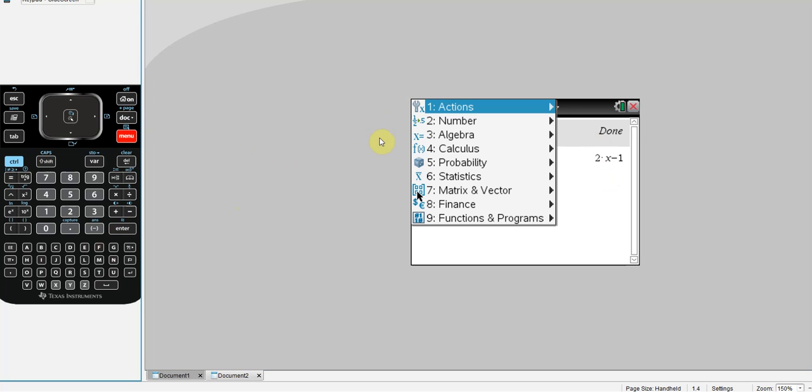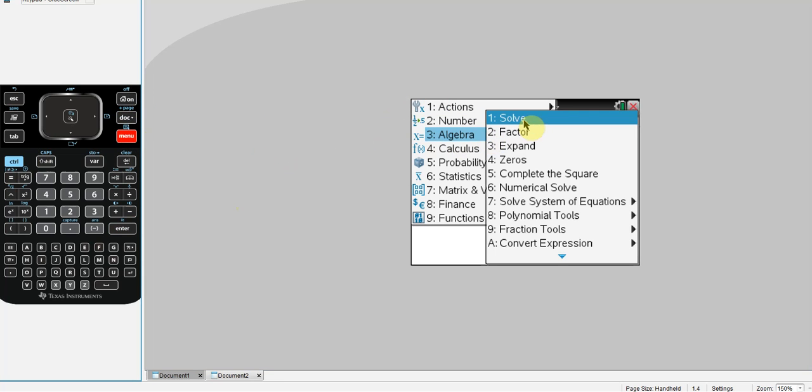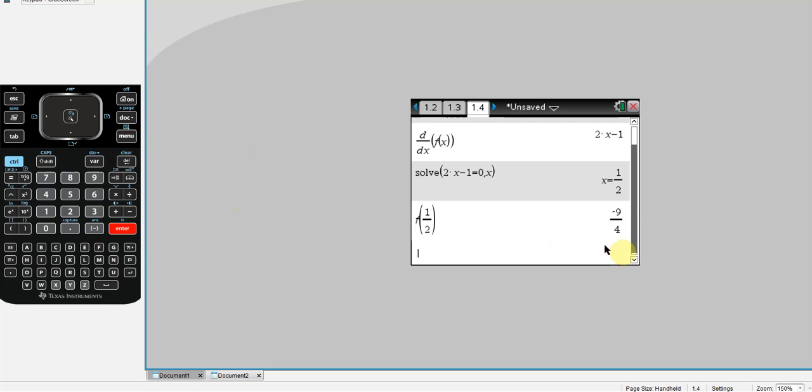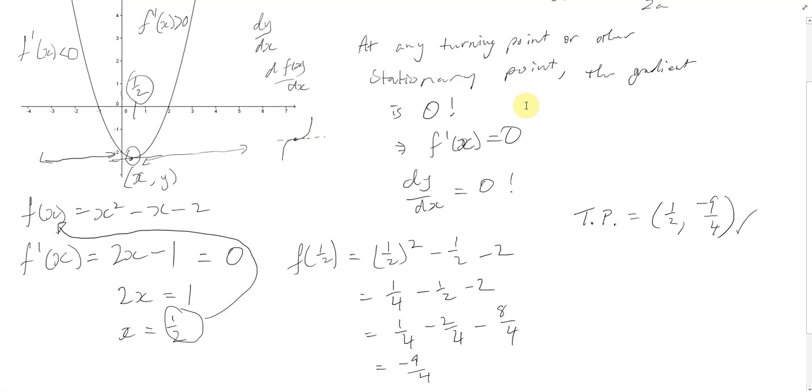And now we'll use the solve function. Algebra, solve. Solve when 2x minus 1 is equal to 0, and we want to know what x is. There we go, x is a half. And so now we'll find our function of a half. There we go, minus 9/4, just like we expected. So there we go, the whole thing is done for you there on the CAS. Or if you're wondering how to do it by hand, you might want to restart the video again.